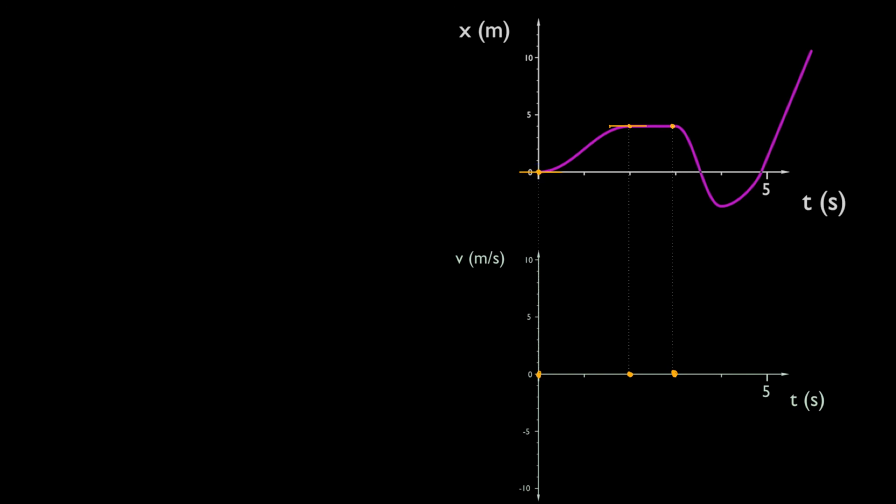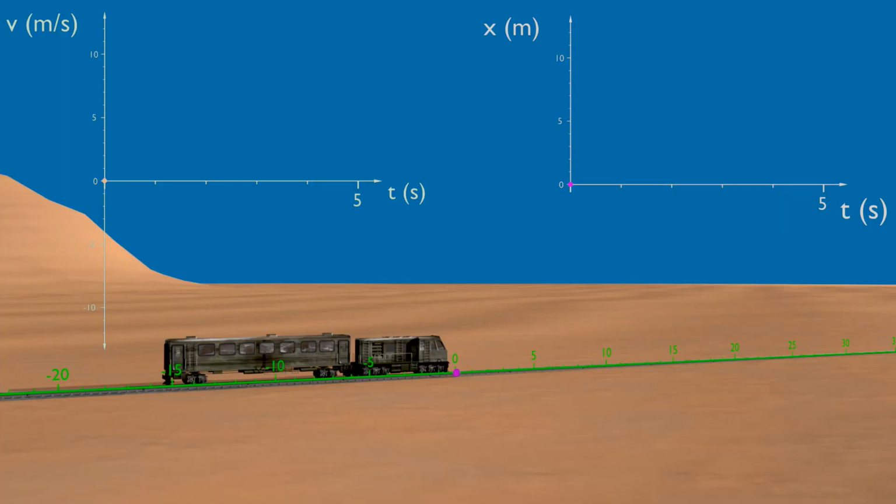At this point, the slope is positive, so I'm going to put a point down on the velocity graph. At this point, the slope is very negative, so I'm going to put a point way down in the negative of the velocity graph. Then at this point, the velocity is 0 again, and then the velocity becomes positive at this point. So I'm going to connect the dots, and the velocity time graph is going to look something like you see here. Let's watch the train again to see how accurate our eyeballing was.